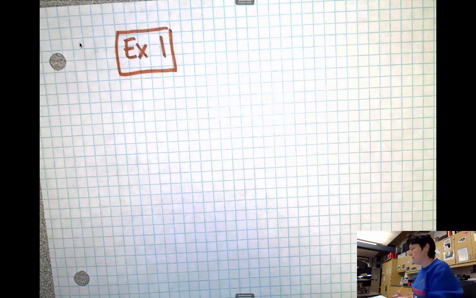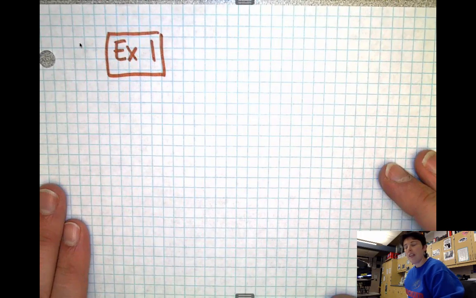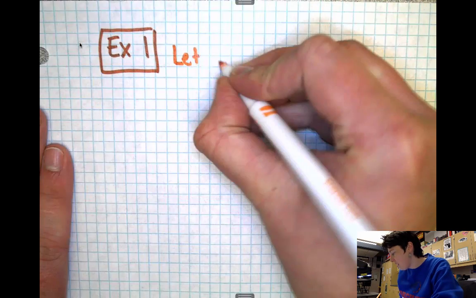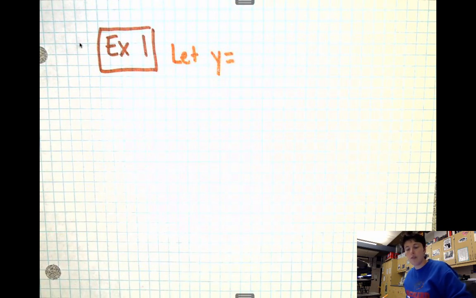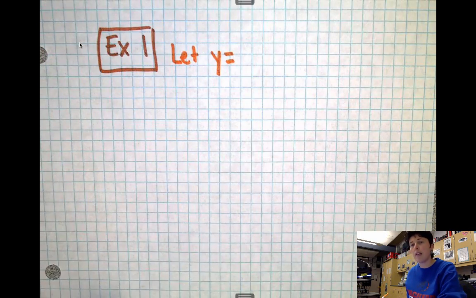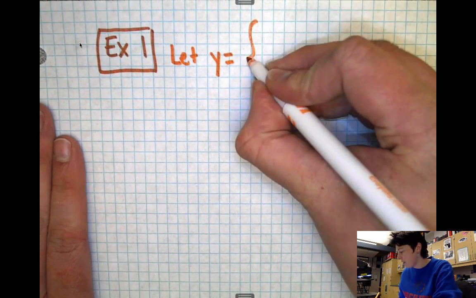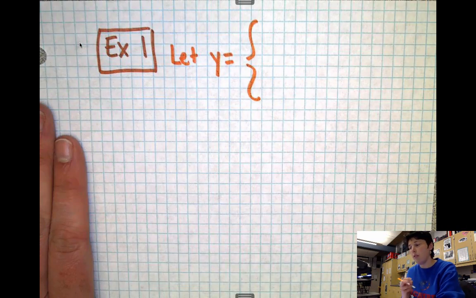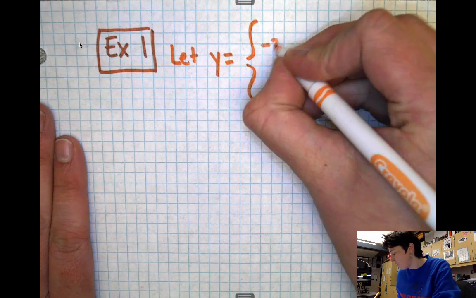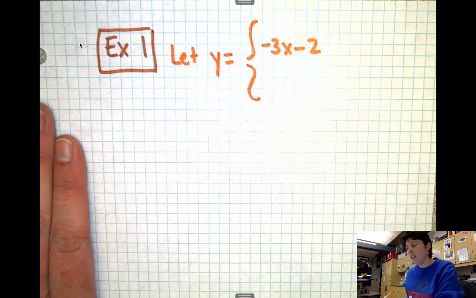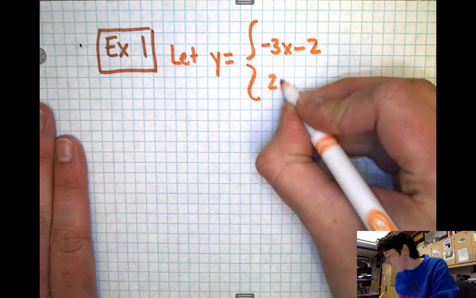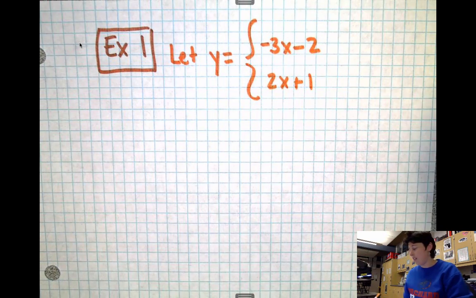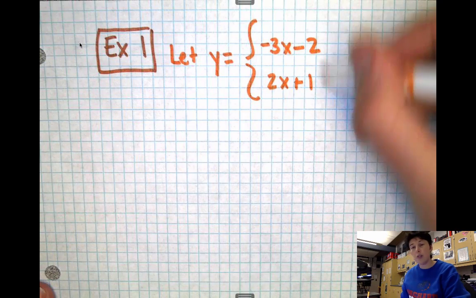And for your video, we're going to write this down as example 1. And here is example 1. What we're going to do is we're going to have a function. We're going to say let y equal, but instead of just doing a regular y equals mx plus b, I'm going to make it a little more complicated. And I'm going to draw this thing. It's called a brace. Looks like this. And in this brace, I'm going to put two equations for two different lines. The first line is going to be negative 3x minus 2. And the next line is going to be 2x plus 1. So I'm letting y equal two different lines, negative 3x minus 2 and 2x plus 1.